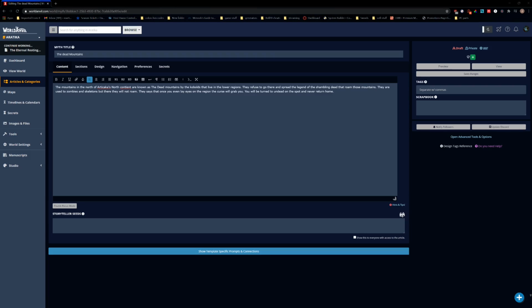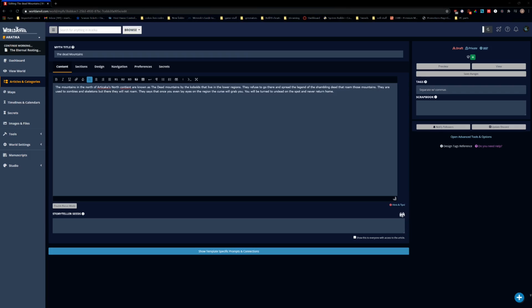So, for my world, I've got one written out for the kobolds that live in the mountains. They have a myth about the northern section of the mountains, and they call it the Dead Mountains. They say that if you go there and you lay your eyes on it, you will be instantly turned into an undead, and you will never return home. And that's a story they tell.